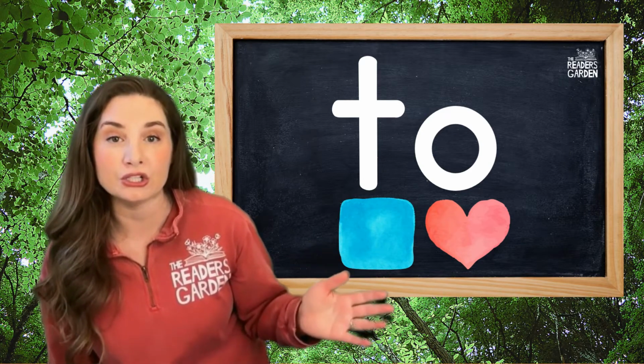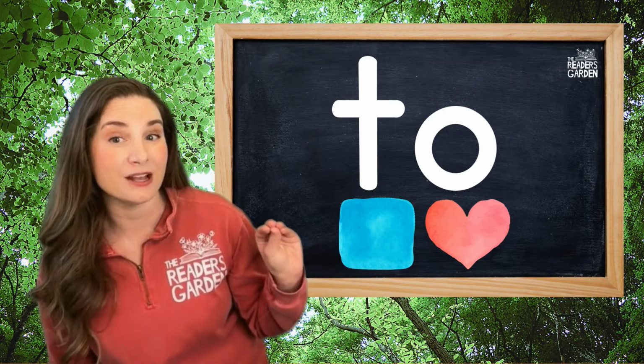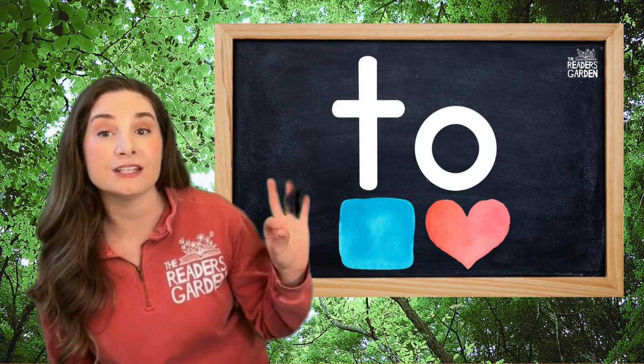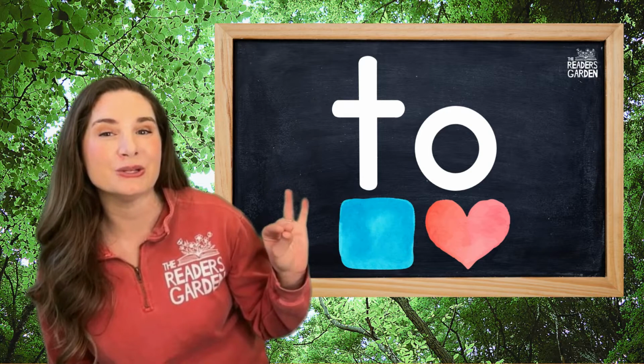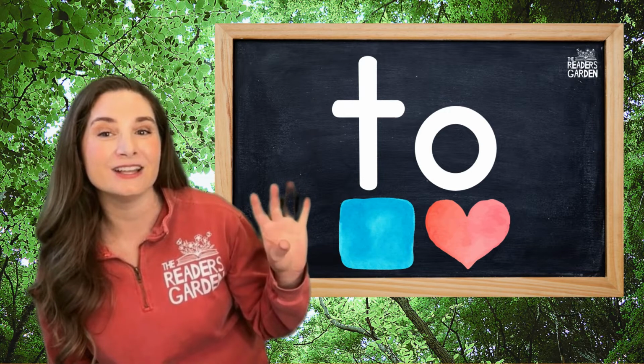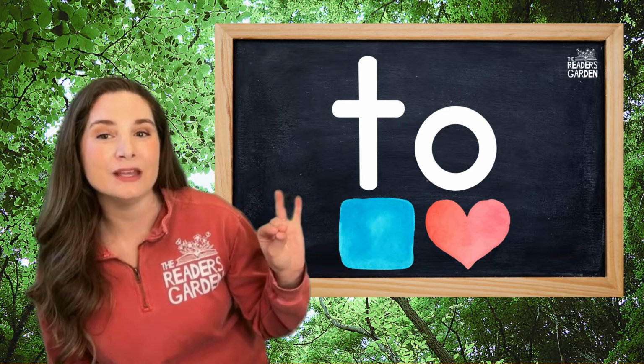Okay, so let's figure out how many sounds are in the word to. We're going to finger tap those sounds. The first sound, t. The next sound, oo. Together, to. Let's do it again. T, oo, to.